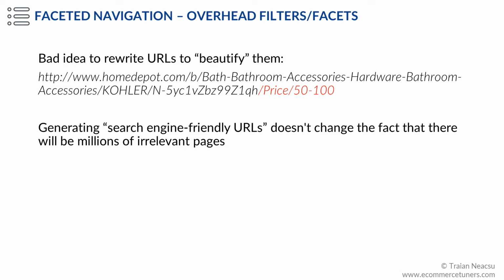Generating search engine-friendly URLs doesn't change the fact that there will be millions of irrelevant pages on your website. Regarding URL discoverability, search engines don't need to find the links pointing to overhead filters or facets. In fact, you have to prevent search engines from discovering overhead facets. If you have to allow search engines to crawl overhead facets, keep the filters in parameters using standard HTML encoding and key equal value pairs instead of directories. This helps search engines differentiate between useful and useless values.